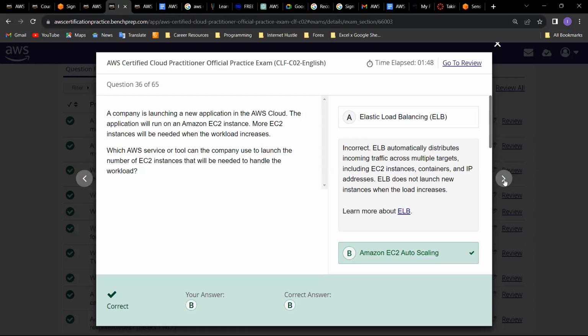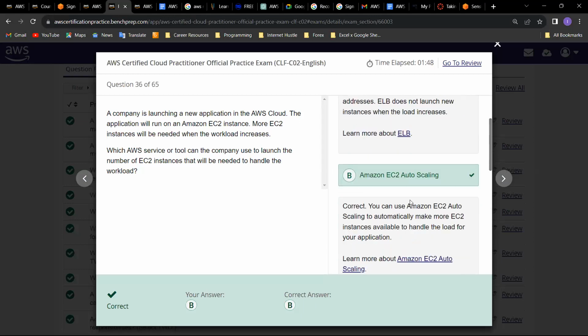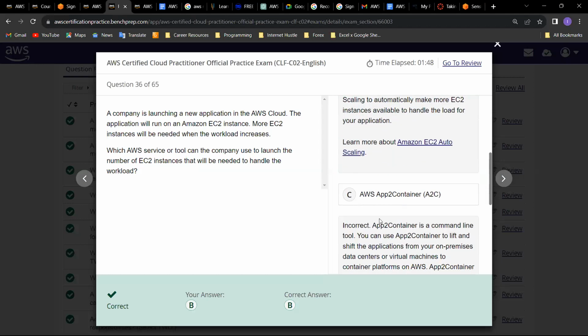Recognition, yeah, Amazon Rekognition. So question 36: a company is launching a new application in the cloud, and the application will run on an Amazon EC2 instance, right? More EC2 instances will be needed when the workload increases. So which tool can the company use to launch the number of EC2 instances that will be needed to handle the workload? And that is Auto Scaling, right? You use Auto Scaling to create your Auto Scaling groups, so that it will automatically make more EC2 instances available to handle the load for your application.